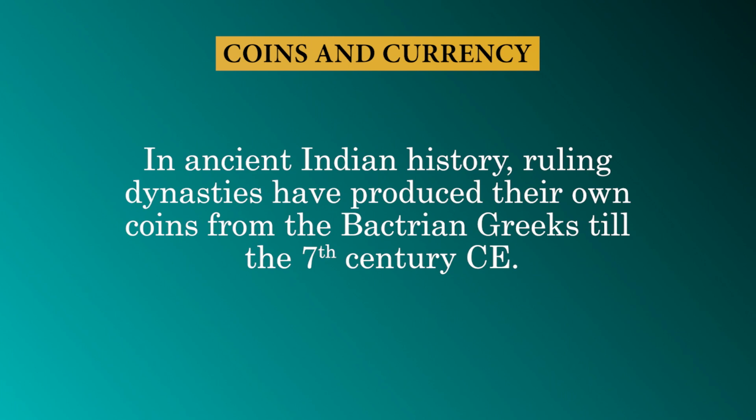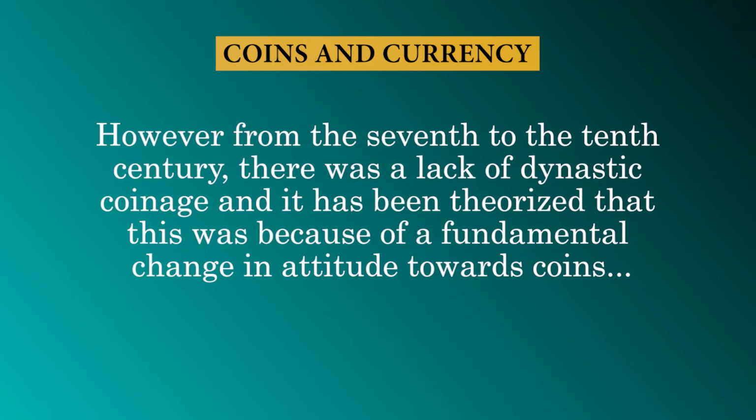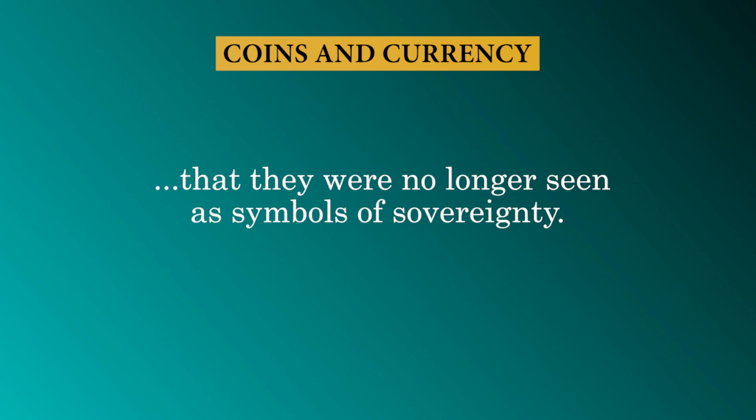Historian Ranabir Chakraborty has also made very important remarks regarding the changing nature of coinage and currency at this time. In ancient Indian history, ruling dynasties have produced their own coins from the Bactrian Greeks till the 7th century CE. However, from the 7th to the 10th century, there was a lack of dynastic coinage, and it has been theorized that this was because of a fundamental change in attitude towards coins, that they were no longer being seen as symbols of sovereignty.